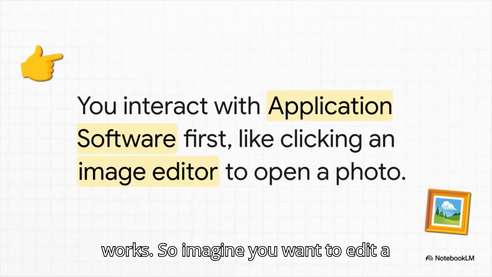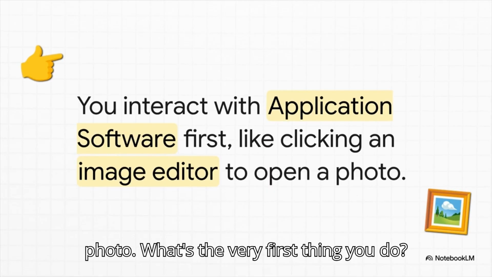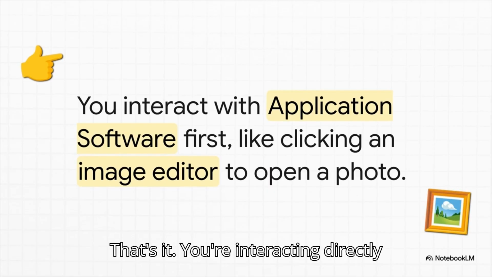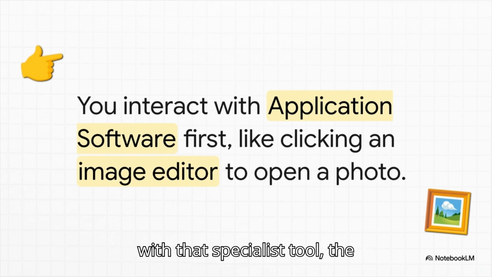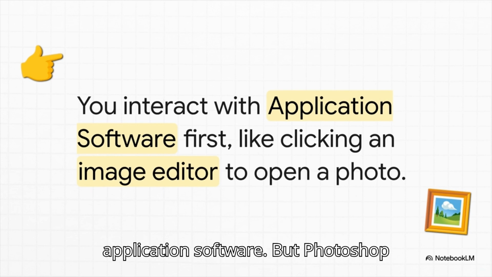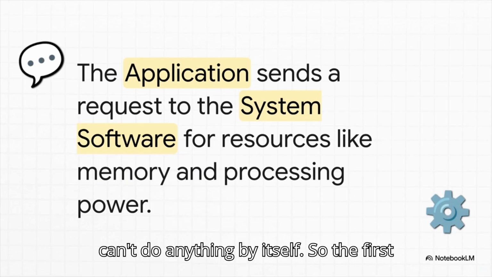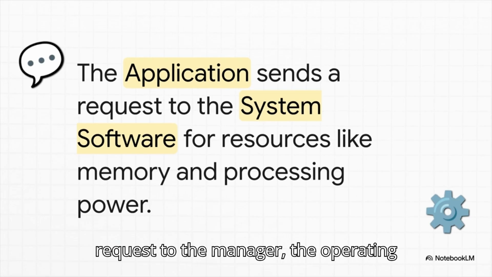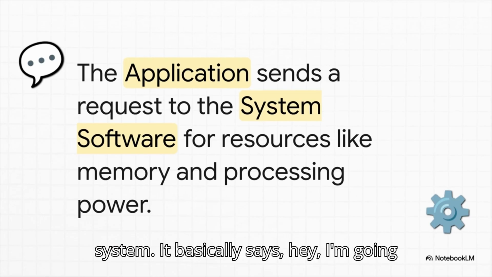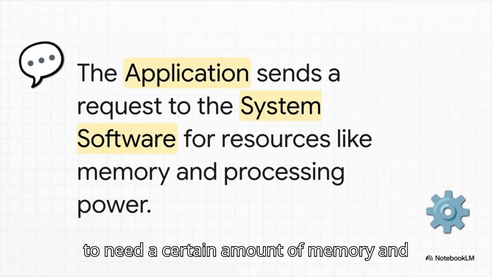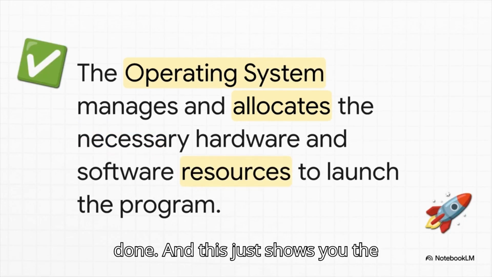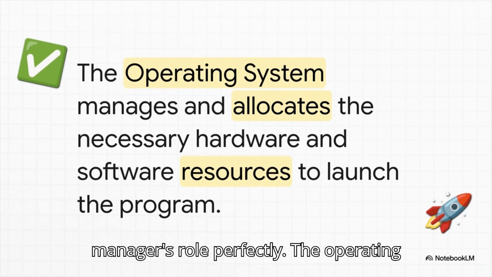So imagine you want to edit a photo. What's the very first thing you do? You double-click the Photoshop icon. That's it. You are interacting directly with that specialist tool, the application software. But Photoshop can't do anything by itself. So the first thing it does behind the scenes is send a request to the manager, the operating system. It basically says, hey, I'm going to need a certain amount of memory and some processing power to get this job done. And this just shows you the manager's role perfectly.